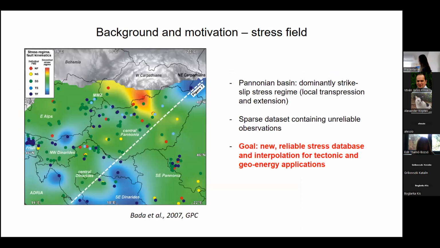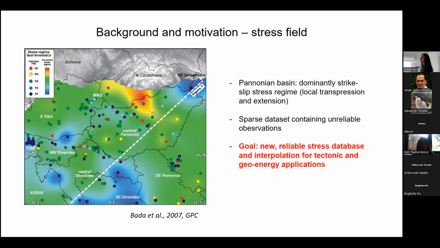So in this study, not only the direction of horizontal stresses, but also the stress type, the so-called relative stress magnitudes, were studied based on focal mechanism solutions. And what you can see here is that almost the entire Pannonian basin is under strike-slip stresses, and there are even some regions marked by normal faulting, which is very interesting. So this study was really nice, but it was often based on relatively sparse data sets. It also included some unreliable stress indicators.